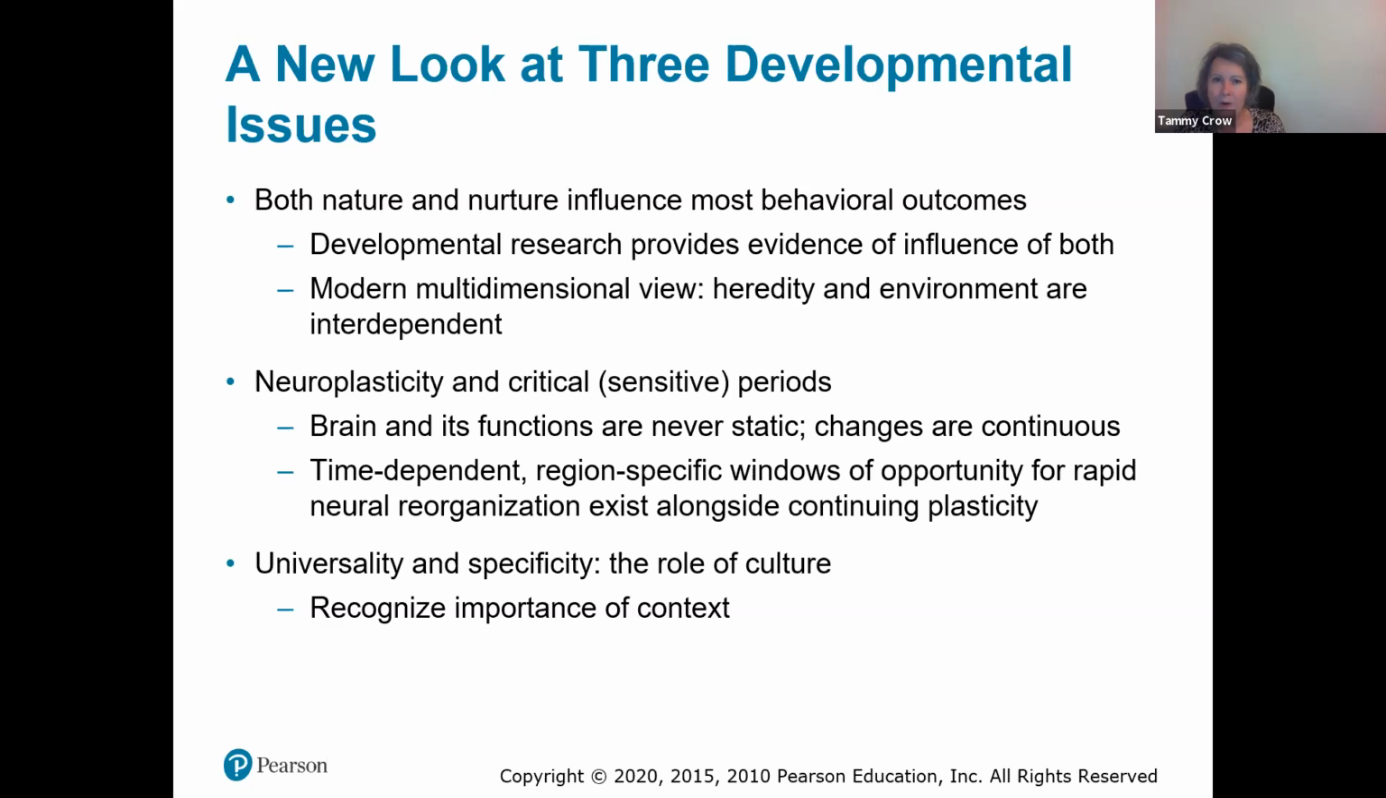So especially with the grammar part of it, they're probably not ever going to be as fluent as someone who learned it earlier. And so researchers tend to believe that this is because of time-dependent, region-specific windows of opportunity for rapid neural reorganization that changes the brain. And so that makes the learning less easy after that sensitive period has passed. Yep, you can learn it, but it just may not be as easy.